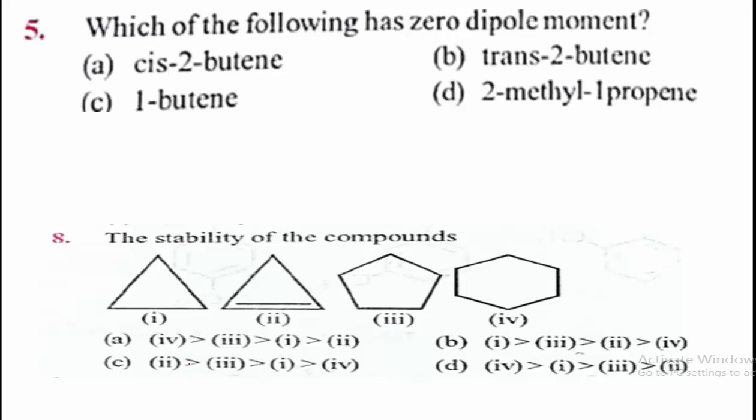Students, before going to the answer, first remember trans-2-butene has no or zero dipole moment. Why? Because in trans-2-butene, the bond moments of the two bonds to the alkyl groups are opposed and cancel.